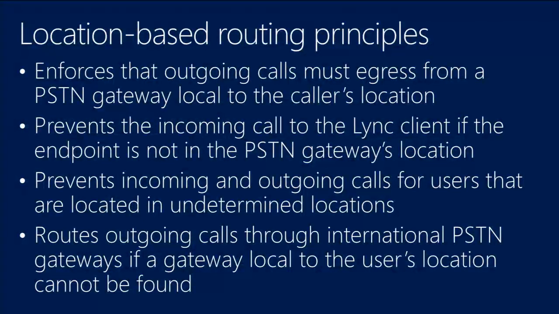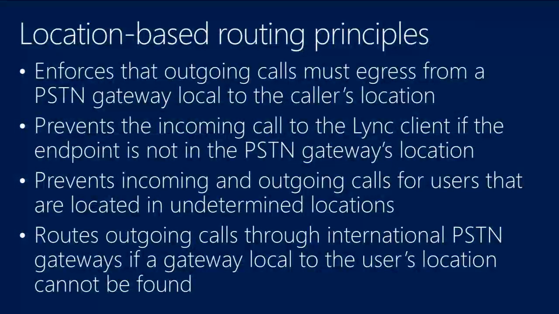Right? So I'm over in India, I'm in New Delhi, I'm making that call out. Boom. I have to use a gateway in that site. If there is no gateway in that site, I can't make the call. Right? And if my DID is not on that trunk coming in, I can't receive the call. That's the rules. Right? This will prevent incoming calls if you're not in the gateway's location that owns your DID. It'll prevent outgoing calls and incoming calls if you're in an undetermined location.